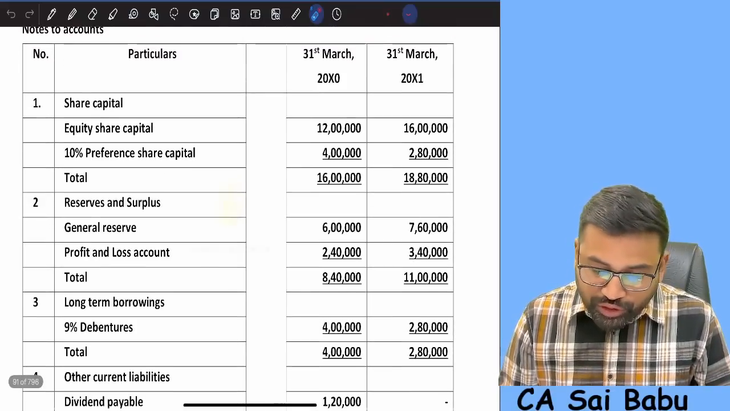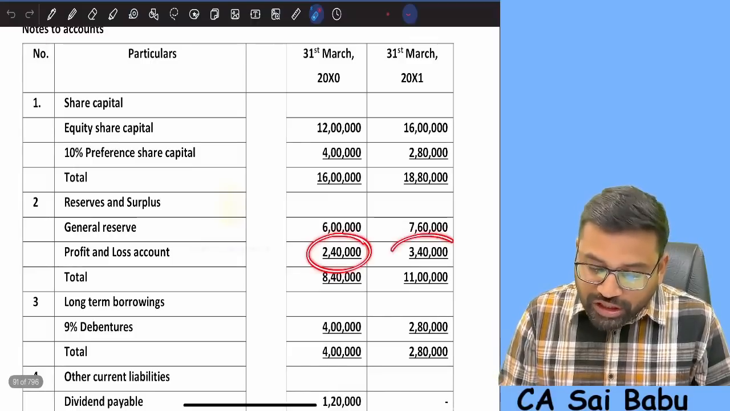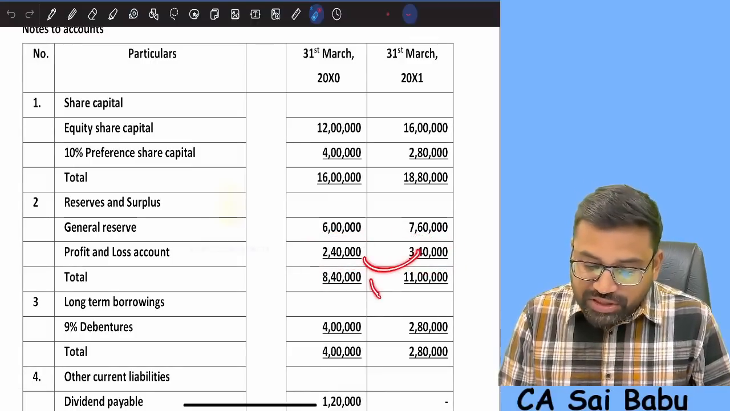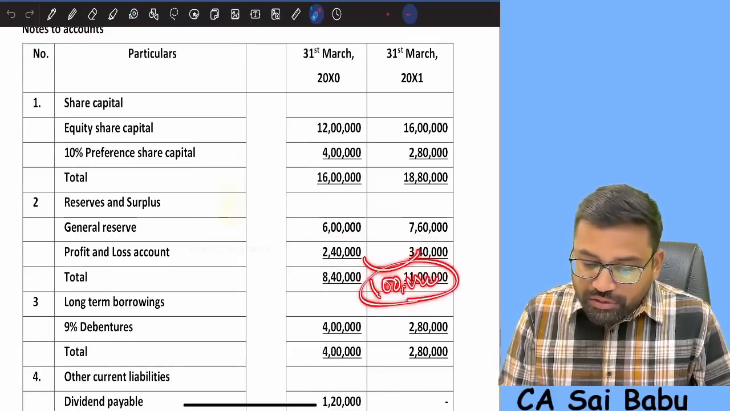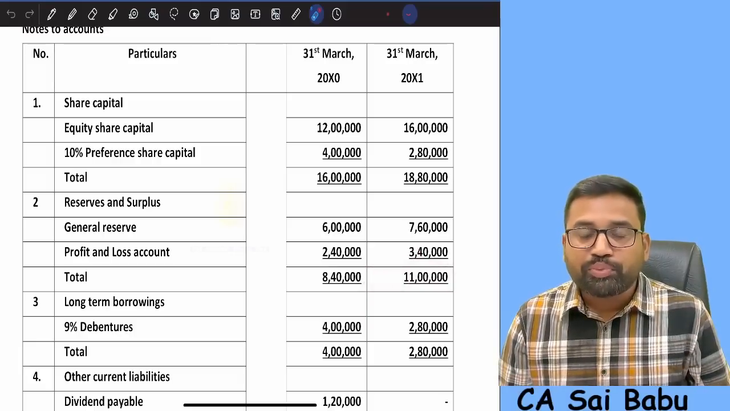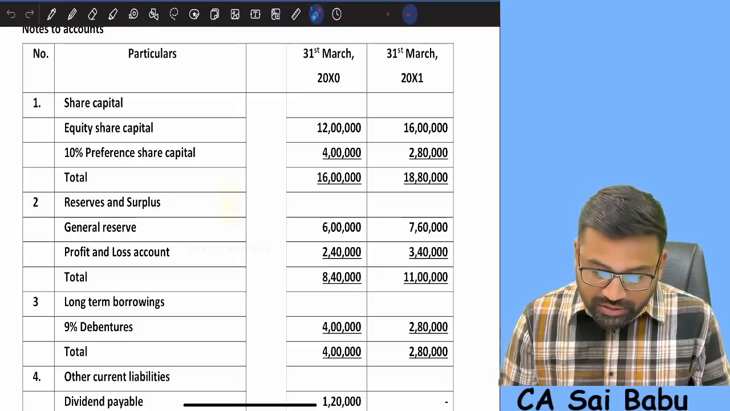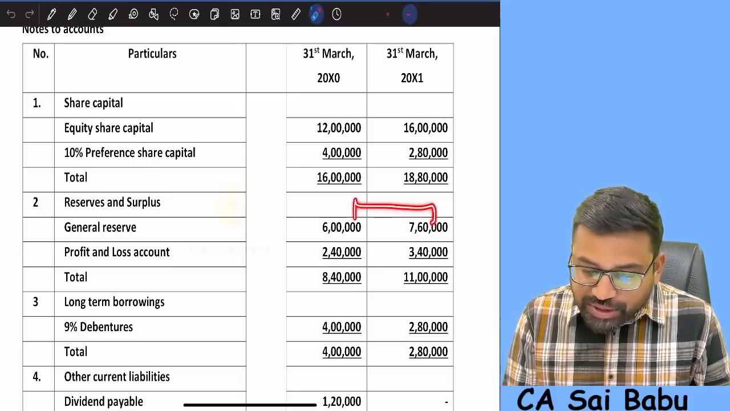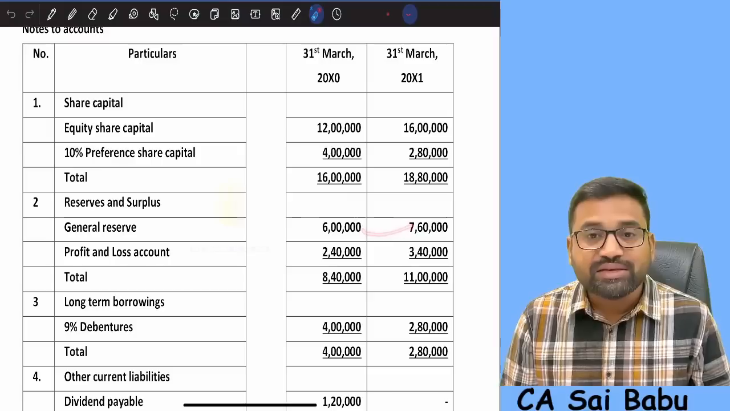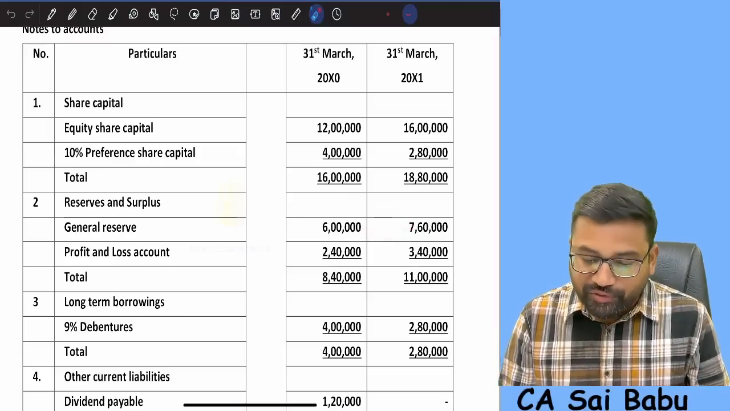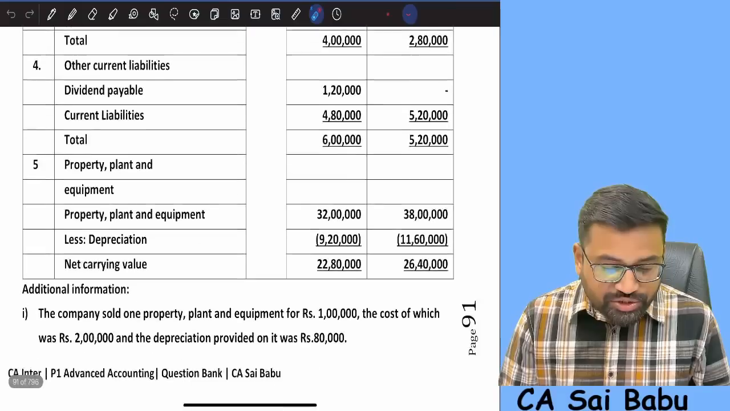So we know the opening P&L balance 2,40,000, closing 3,40,000. So the difference is how much? 1 lakh. Now to this 1 lakh, we need to add back the appropriations from current year profits. What appropriations might be done? General reserve. See, this 6 has become 7.6. That means 1,60,000 may be appropriated from current year profits. So add back.